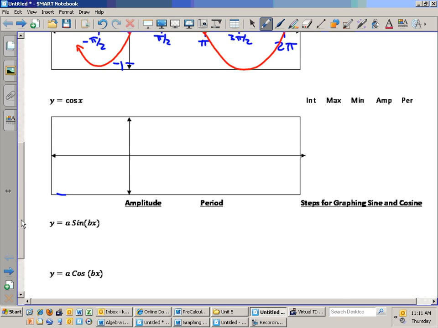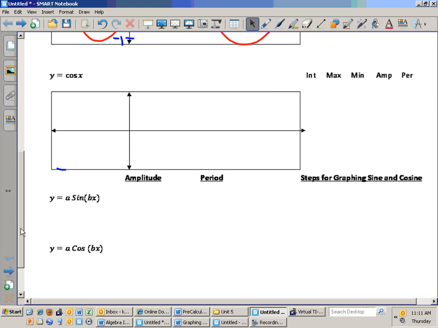Let's try cosine. I'm going to look at cosine over a very similar interval. 0 to 2 pi, same interval. I'm going to divide it up into 4 pieces to represent the 4 quadrants. There we have it. And I'll start by plotting points just the same. And I'm going to start at 0 degrees.